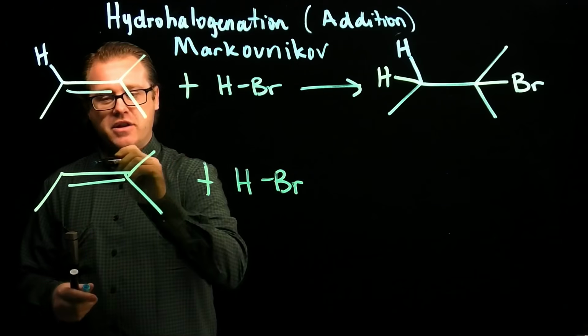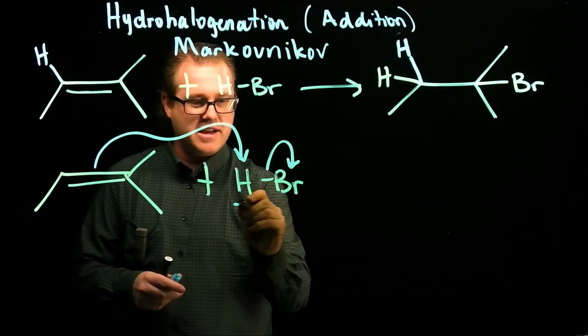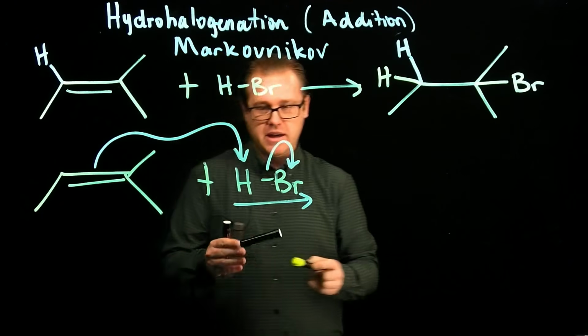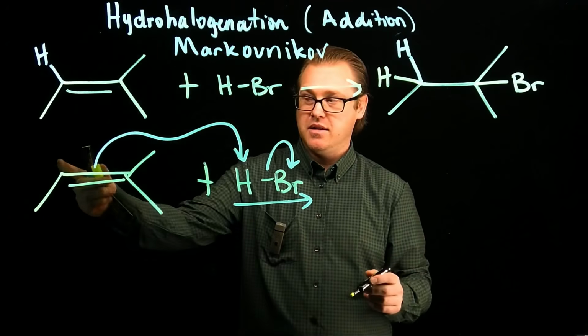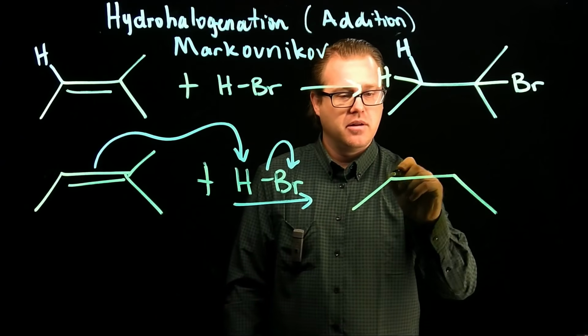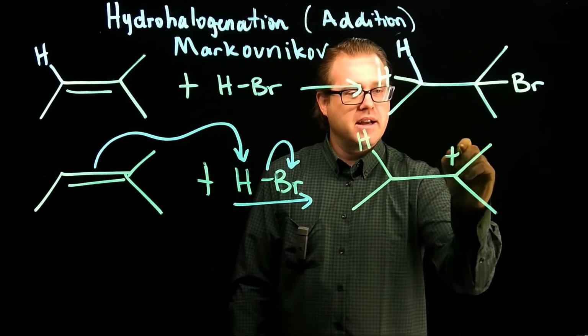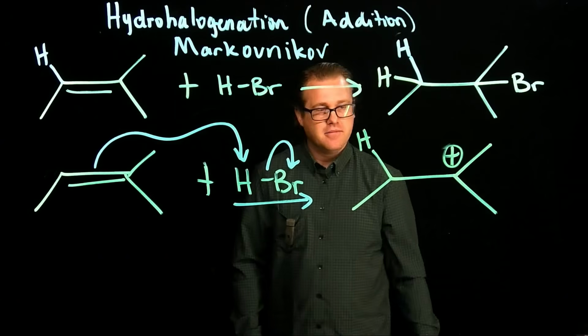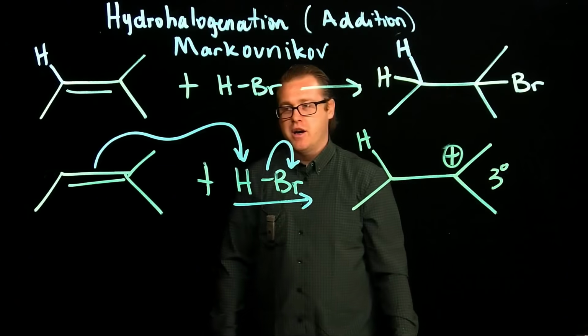If we do the first step, which is what? The electrophilic addition step. That's going to give us, so where are we going to put the hydrogen? The Markovnikov rule says, put it on that one. So we'll put it there. And what does that generate? It generates a tertiary carbocation.